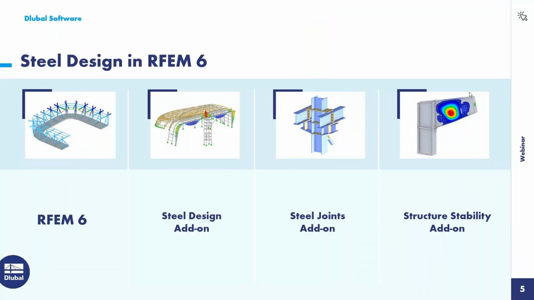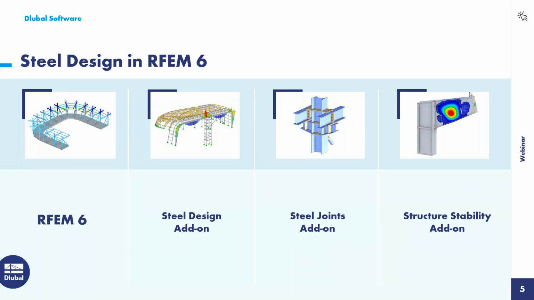So for those of you joining today that are not familiar with our program RFEM, we do work with this add-on concept. So RFEM is the base program. This allows us to fully model our structure, whether it's steel or some other material type. We can integrate with BIM software and we can get a full static analysis. But when we want to carry out the design of our steel members according to the AISC or the CSA standard, we will need the additional steel design add-on.